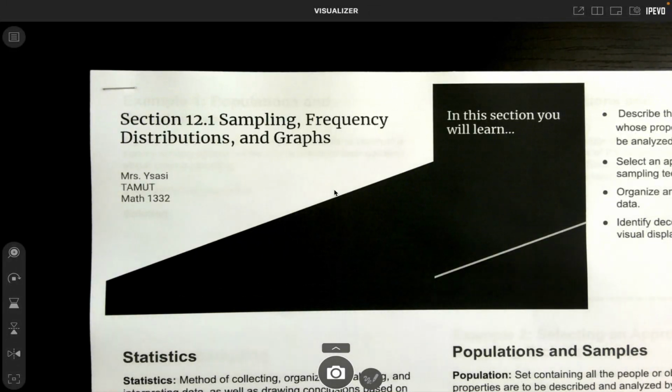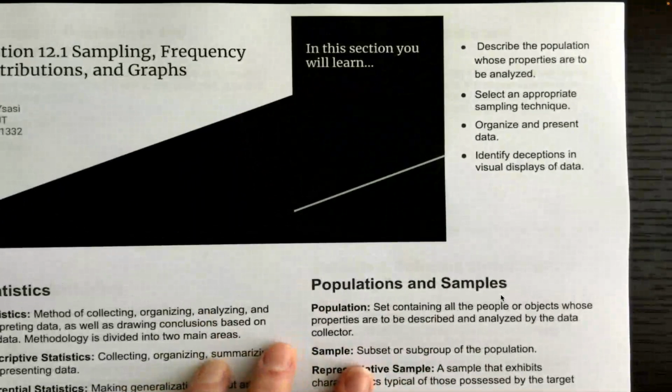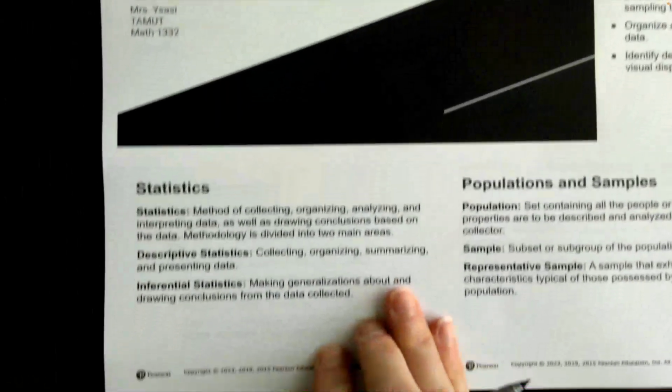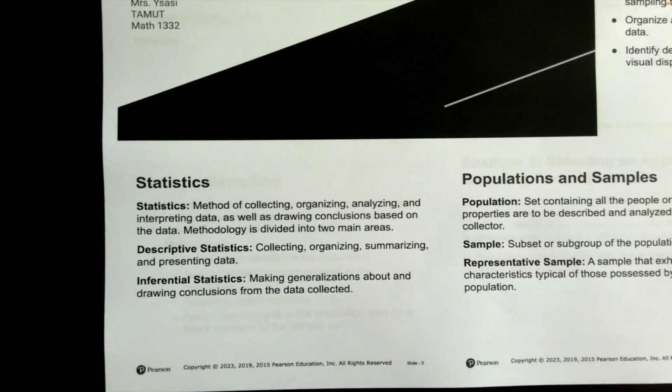Let's look at 12.1, sampling and frequency distribution graphs. Here are the objectives. We're going to look at populations, sampling techniques, how to present and organize data, and understanding how data can be deceptive. Here are some definitions for statistics.